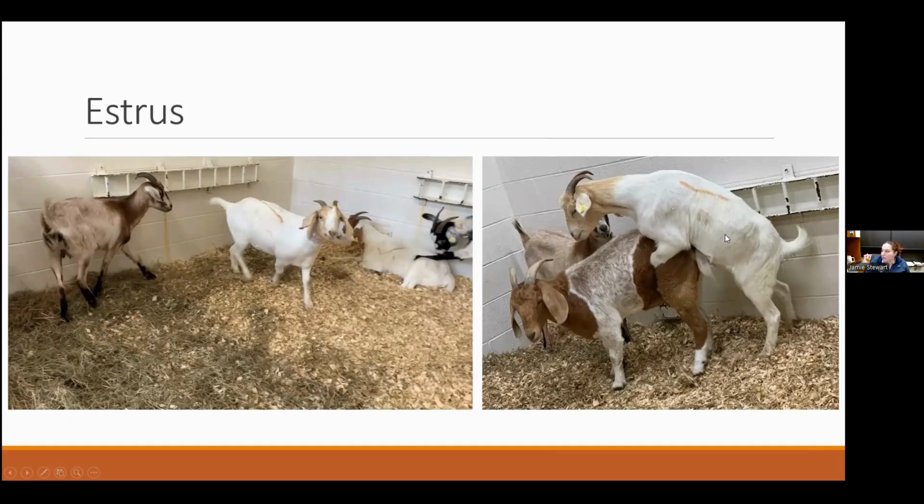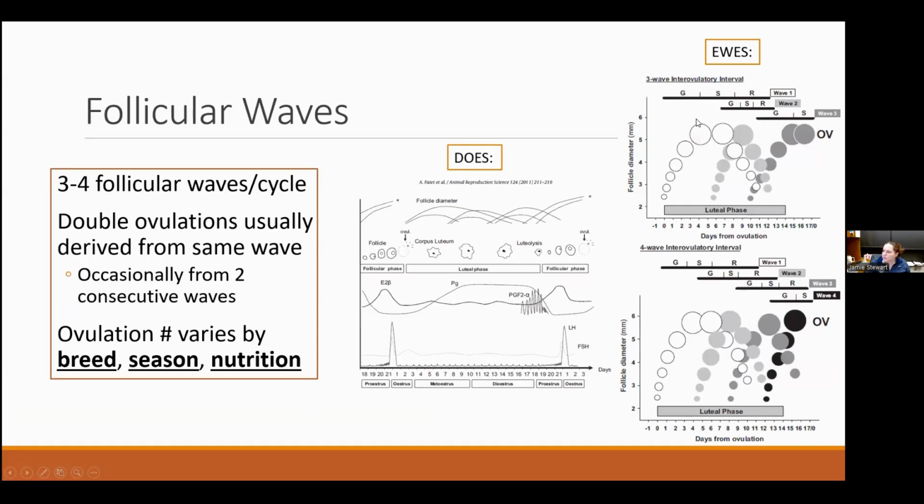So again, these are all females. If you've got several females, you can synchronize them together. It really helps to be able to see those signs.